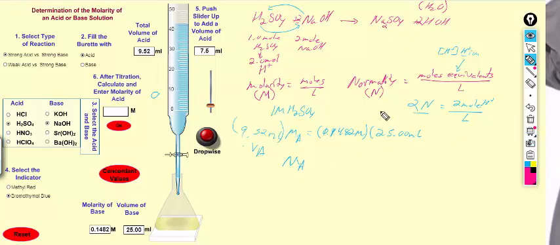Except I'm going to cross this off. Remember how we talked about normality? This is actually normality of the acid, and the reason for that again is because sulfuric acid is diprotic. So when I do the math here, it's going to be 25 times 0.1482 divided by 9.52. Okay, I get 0.3892, and this would be normal. So 0.3892, this is normality.